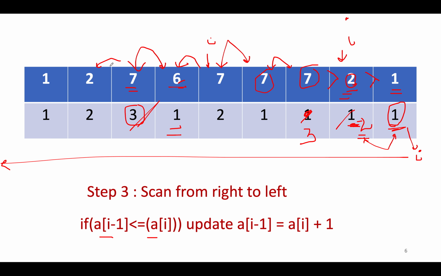And then again the rating is lower than this particular node, we will not do anything. The rating is lower at this particular node than this, we will not do anything. The rating condition doesn't meet, and the iteration is done. The final array is something like this: 1 2 3 1 2 1 3 2 1. What is the count?